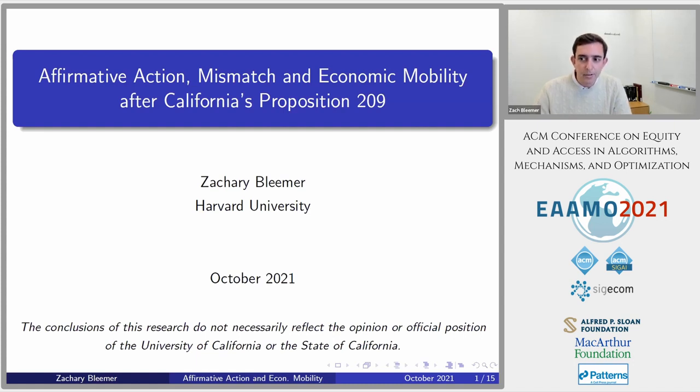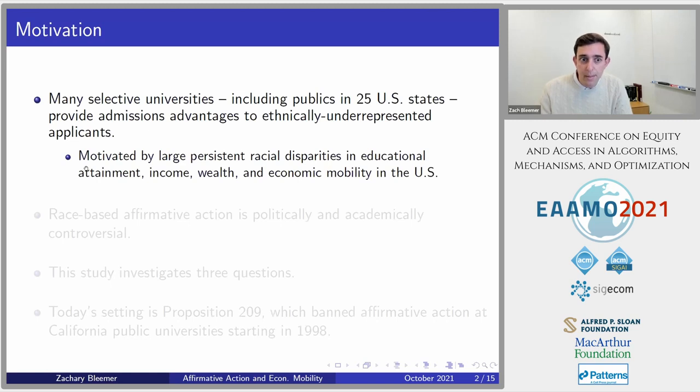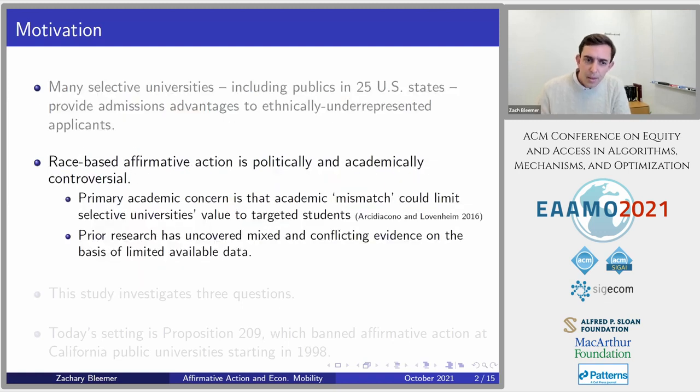This is a paper about race-based affirmative action in undergraduate admissions, in many ways similar to the two papers that preceded. Let me set the scene. Many selective universities in the US and around the world use race-based affirmative action to identify, admit, and enroll underrepresented minority applicants. As we all know, this is motivated by large persistent racial disparities across the board.